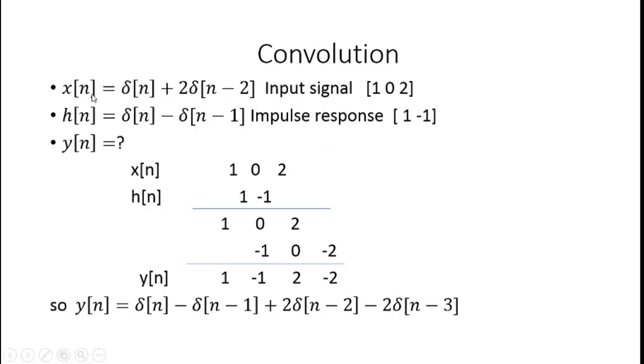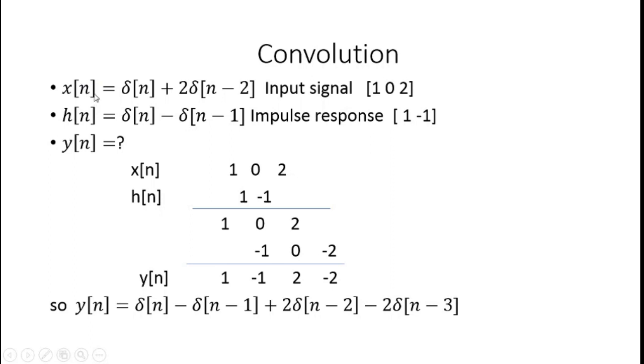Suppose we have an input signal delta of n plus 2 delta of n minus 2, which can be written as 1, 0, 2. At n equal to 0 it is 1, at n equal to 1 it is 0, and at n equal to 2 it is 2. Then we have the impulse response, or system function, which is delta of n minus delta of n minus 1. It can be written as 1, minus 1. How can we find the output? The output can be obtained by performing convolution of x of n and h of n.